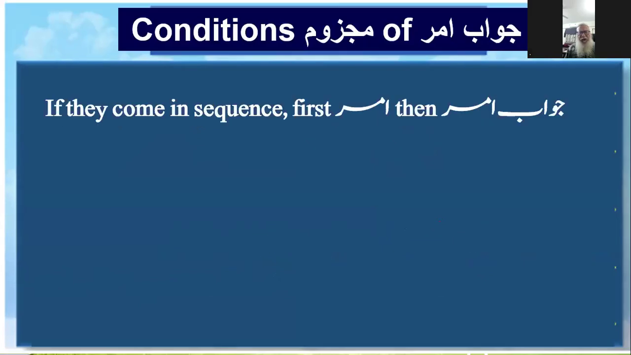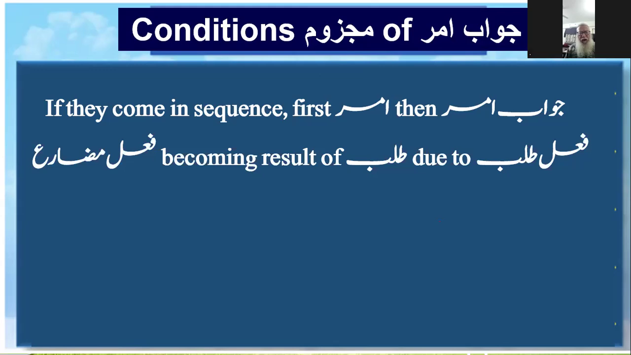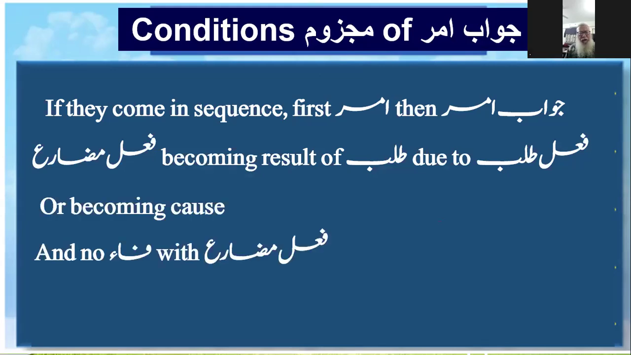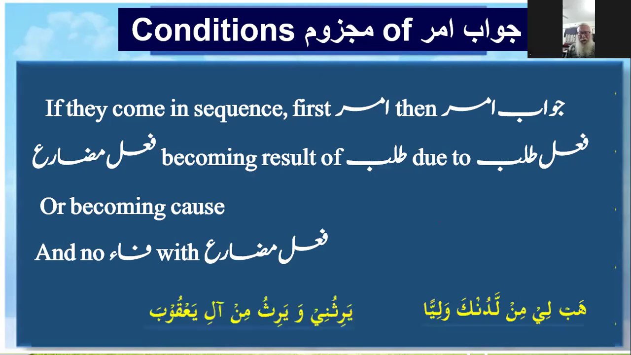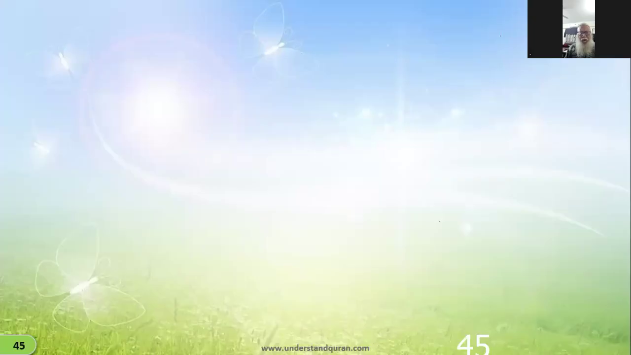These were the examples. If they come in sequence, first amr then jawab amr, the fi'l mudare becomes the result of talab, due to fi'l talab, or becomes the cause. And then no fa is required, just like habli min ladunka waliyya, yarithuni wa yarithu min ali ya'qub.